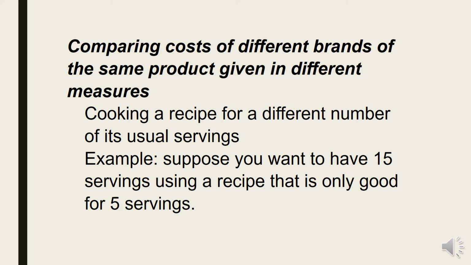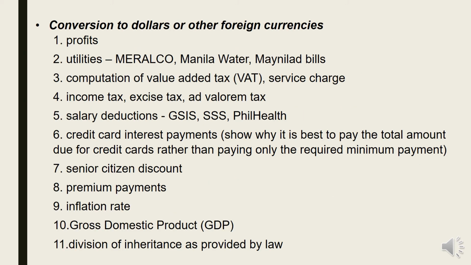Next is comparing cost of different brands of the same product given in different measures. Cooking a recipe for a different number of its usual servings. Example, suppose you want to have 15 servings using a recipe that is only good for 5 servings. Next is conversion to dollars or other foreign currencies.